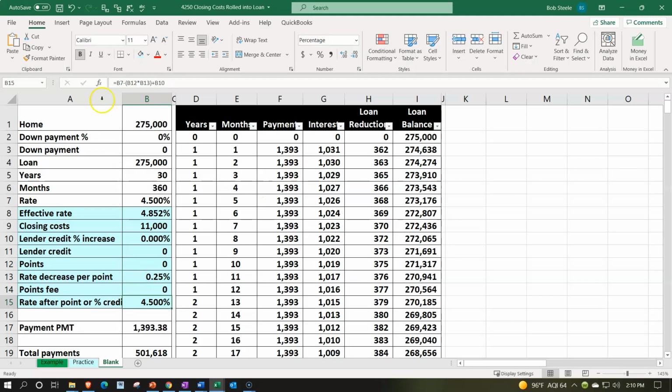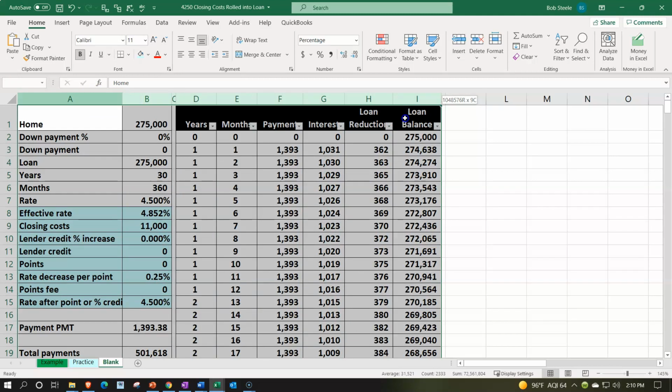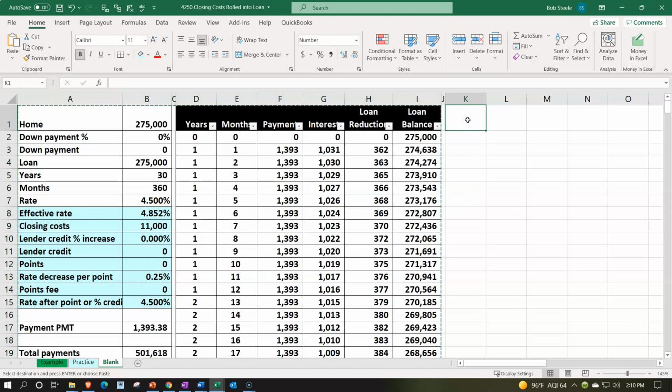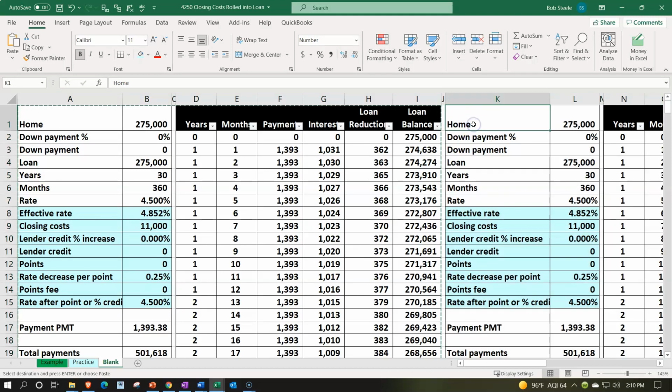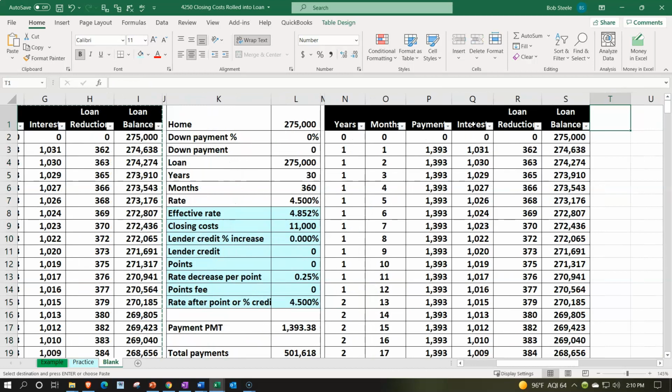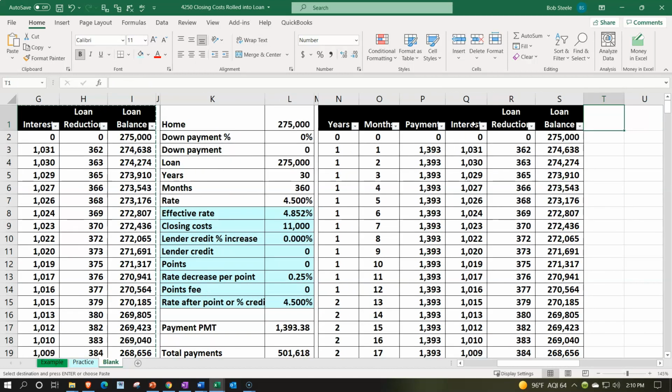So now let's copy this over. I'm going to copy this whole thing. That's our starting point. Copying from A to I, Control C, putting that in column K, and saying Control V, pasting it down. So now let's have a scenario where we're going to add the closing cost into the loan.